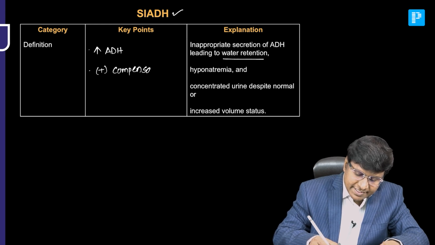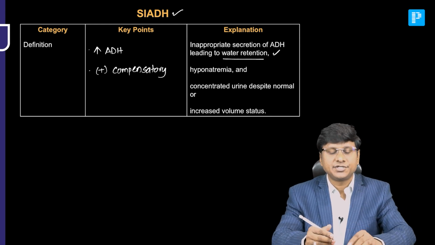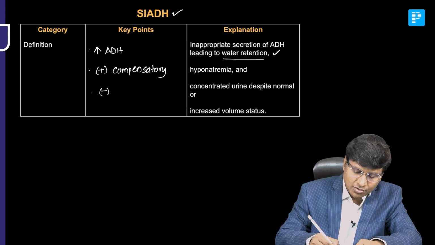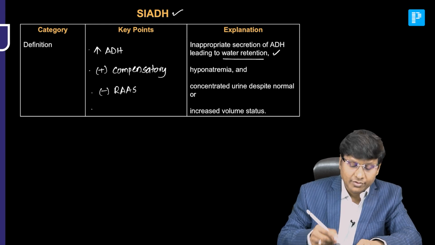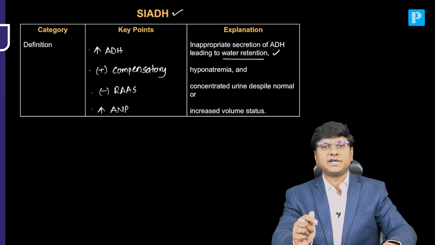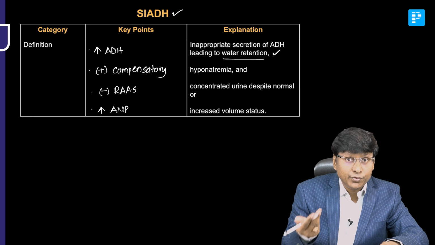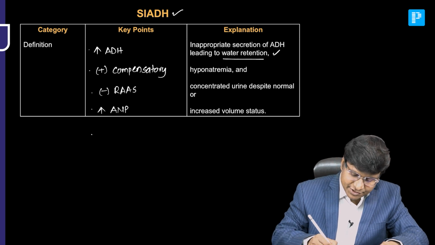So what are the compensatory mechanisms that get activated in response to increased water retention? There will be inhibition of the renin-angiotensin aldosterone system, and there will also be release of the atrial natriuretic peptide. Because of the inhibition of RAS and release of natriuretic peptide, you will not have fluid overload. These patients will be having euvolemia.